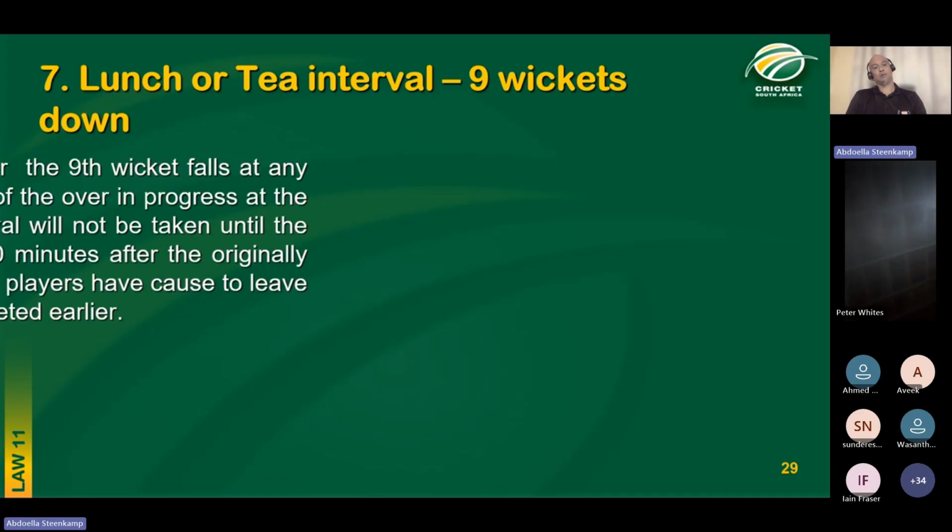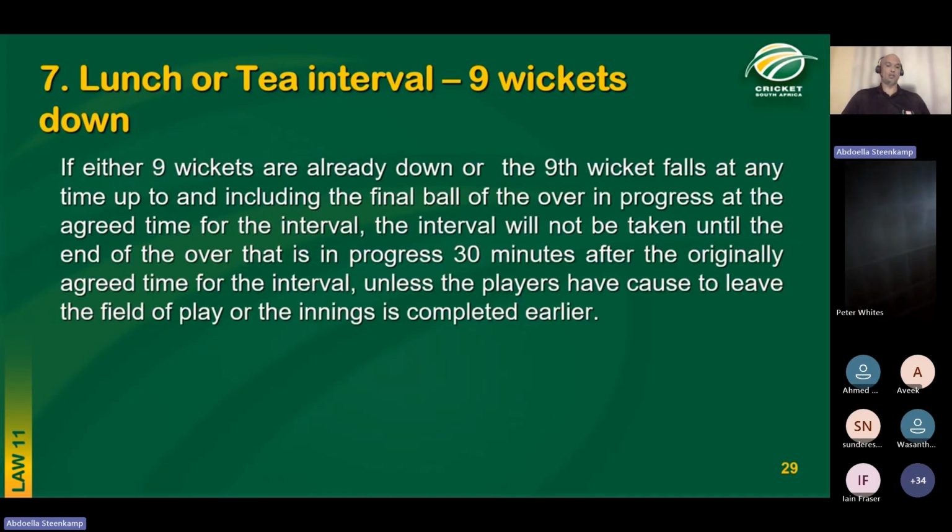What must we do? If a side is 9 down when we get to lunch, I'll use lunch as an example, say we get to 12 o'clock and South Africa is 500 for 9. What happens next? The law tells us, yes, I know it's 12 o'clock, but because South Africa is 9 down, you will not take lunch at 12 o'clock. You need to play a maximum of 30 extra minutes. Why? We need to see if the fielding side can take the 10th South African wicket within this 30 minutes. This is a time-saving mechanism.